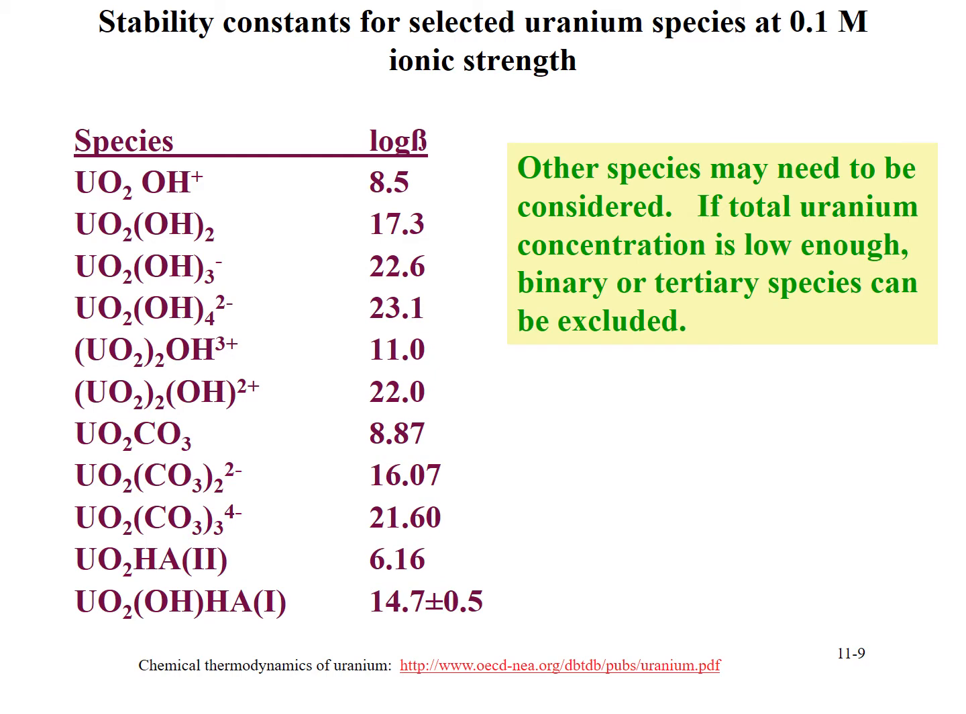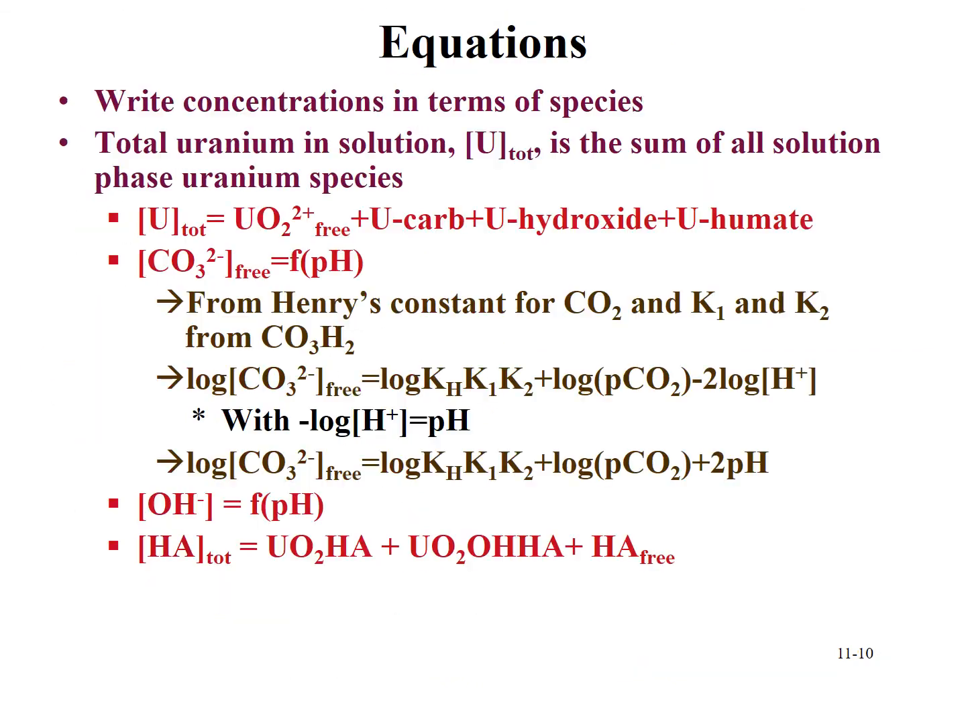There are other ways that we can make this easier on ourselves. If we know the total amount of uranium is low, we can exclude binary or ternary species. So if we have a low amount of uranium, we can just exclude these species from our calculations. We don't have to worry about them. Okay, so we can find the complexation constants.